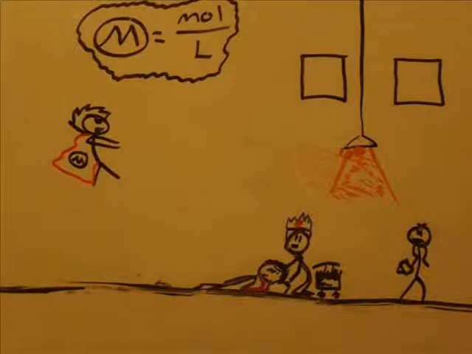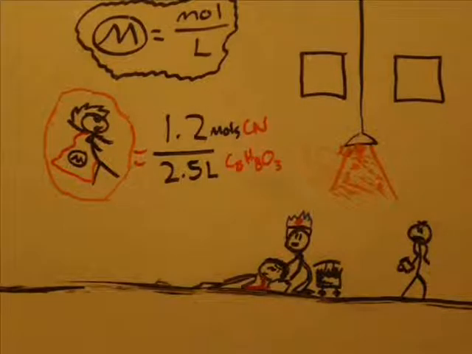And if I may, using my powers, I'm gonna write it up here on this wall. Check it out. I put 1.2 moles of CN, which is cyanide, on the top, and 2.5 liters of blood on the bottom. Now, does anybody have a calculator?